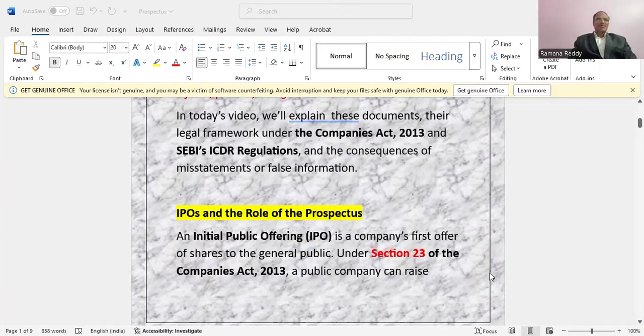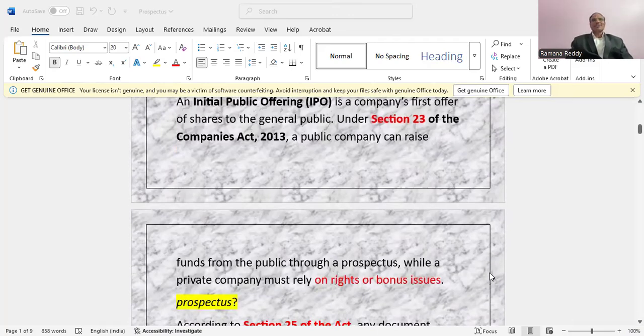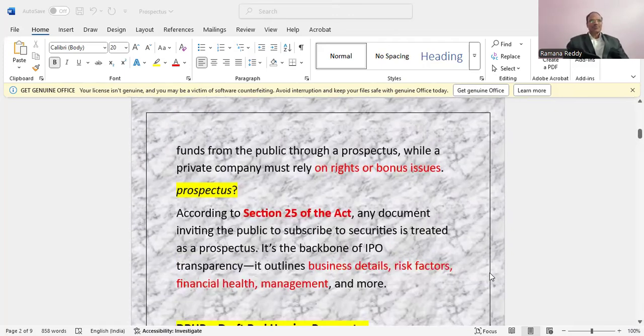What is an IPO and the role of the prospectus? An IPO, initial public offering, is a company's first offer of shares to the general public. Under Section 23 of the Companies Act 2013, a public company can raise funds from the public through a prospectus, while a private company must rely merely on a rights issue or board issue.